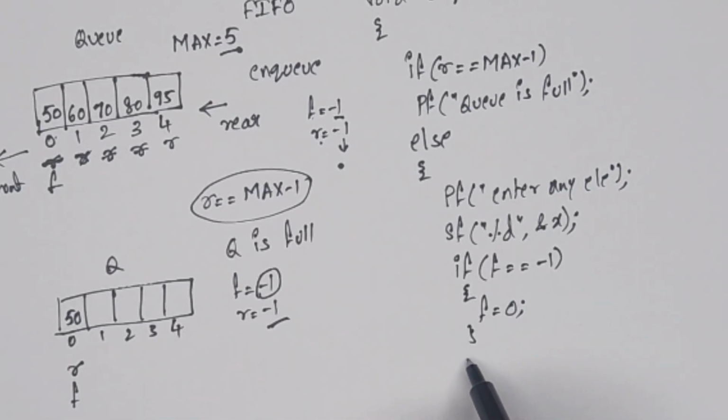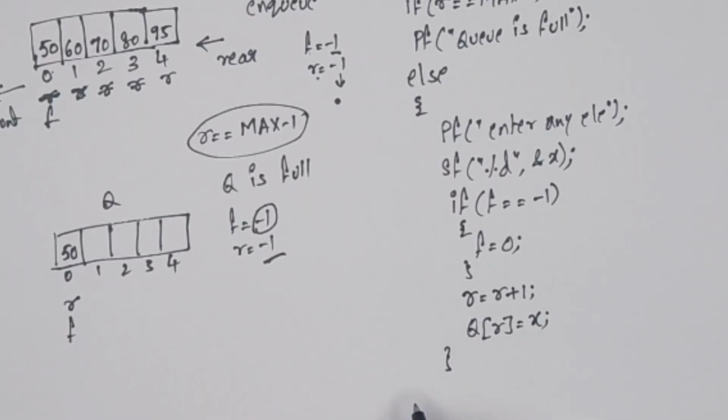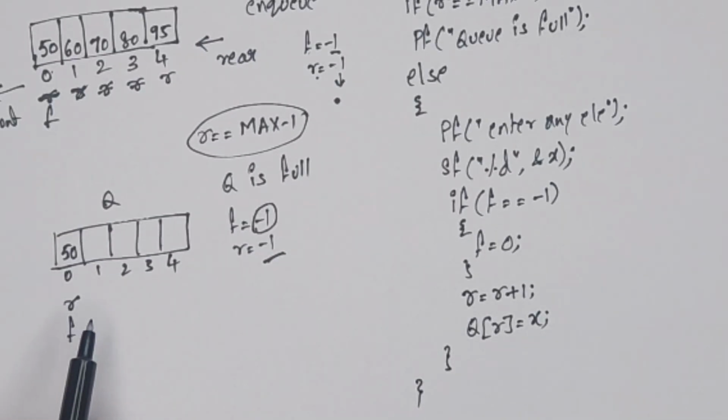Next, we always have to increment the rear value by 1. Rear equals rear plus 1. In that location, we have to assign the value. Very simple. We'll see once again.